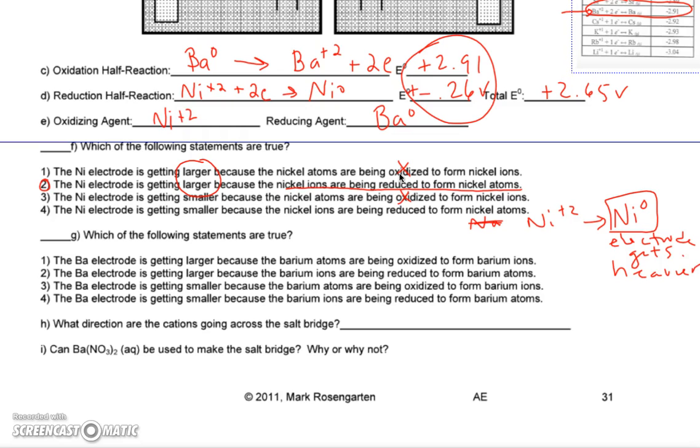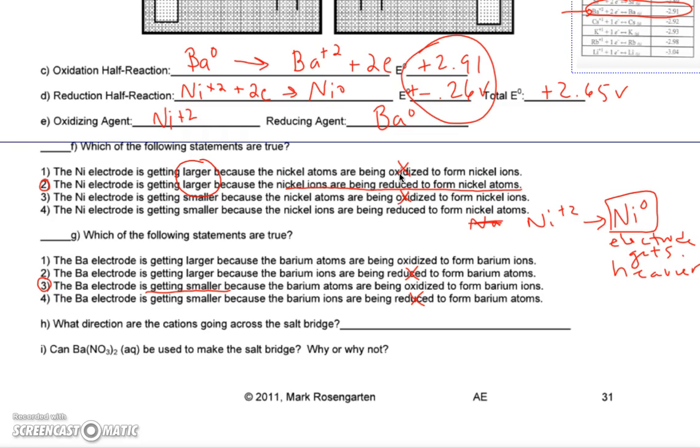Right. So, all right, number 9, which of the following statements are true? What's happening at the barium electrode? We know the barium electrode is being oxidized, so we can eliminate those reduced choices. So when an electrode gets oxidized, what's happening to the actual metal electrode? Well, if it's being oxidized, it's actually dissolving into the water. So if the metal is dissolving, it's actually getting smaller. And that's because the atoms are being oxidized to form barium ions. So the correct choice there is choice 3.